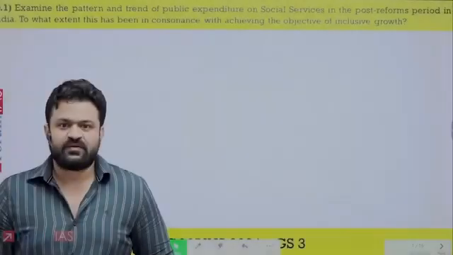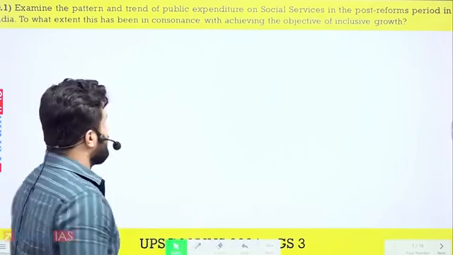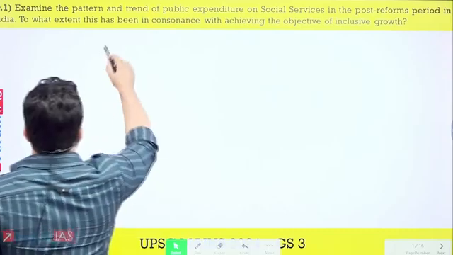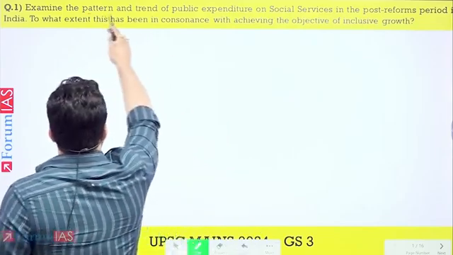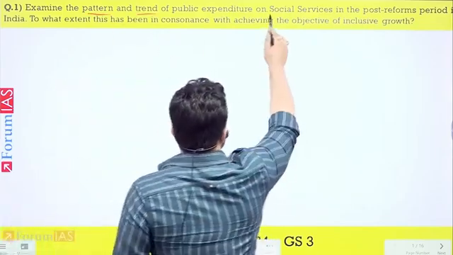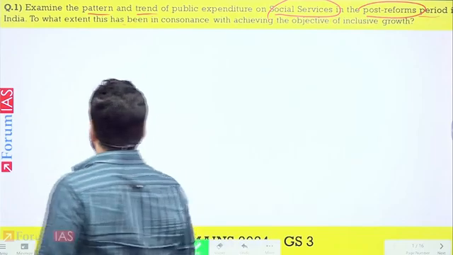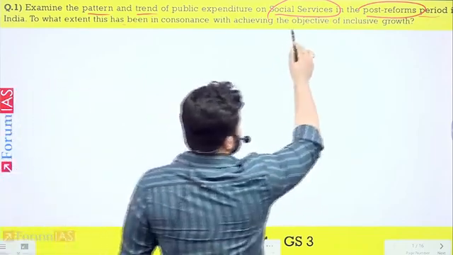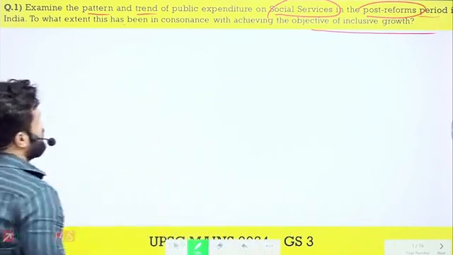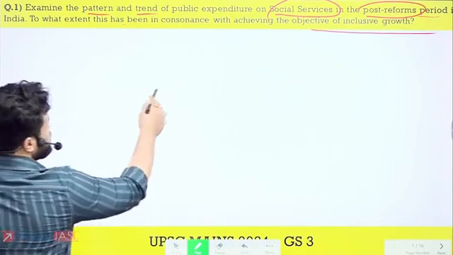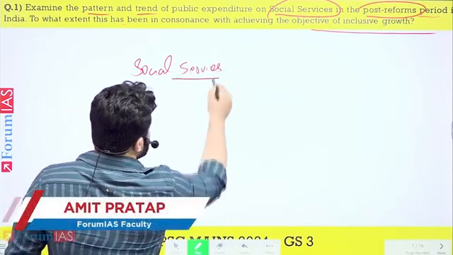Thank you. Okay, so let us see this year's GS3 core economy questions of the GS3 paper. Okay, first see this question. Examine the pattern and trend of public expenditure on social services in the post-reform period in India. To what extent has this been in consonance with achieving the objective of inclusive growth? So basically it is a question asking you to analyze the pattern of public expenditure on social services in the post-reform period.